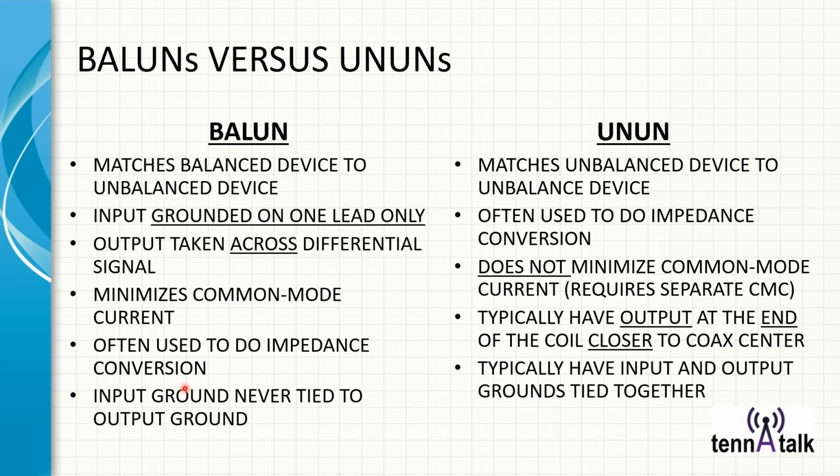You'll very often hear a one-to-one balun. That's a bit of a misnomer because one-to-one is not doing any impedance conversion, and all it's really doing is suppressing common mode current. So it really should be called a CMC and not a one-to-one balun. If it's a different ratio, yeah, it's a balun or an unun. Now, ununs will match unbalanced devices to unbalanced devices. They're often used to do impedance conversion, do not minimize common mode current, but typically have an output at the end of the coil closer to the coax center, and typically have input and output grounds tied together.